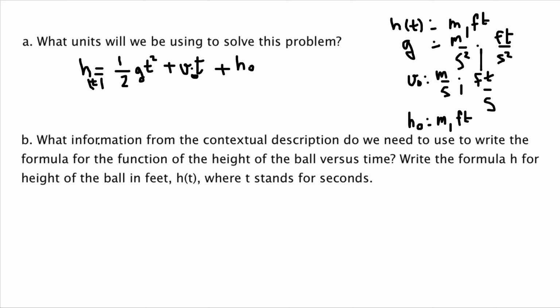And B says, what information from the contextual description do we need to use to write the formula for the function of the height of the ball versus time? Write the formula h for the height of the ball in feet, h of t, where t stands for seconds. We already have it here. But the gravity is 9.81 meters per second squared if we are using the metric system, but 32 feet per second squared in American standards. Let me write both formulas.